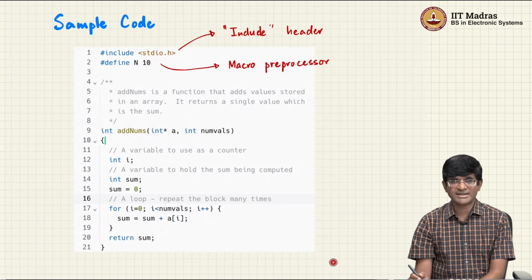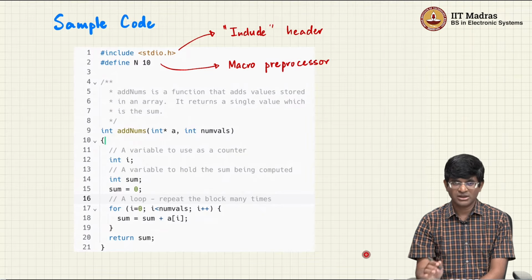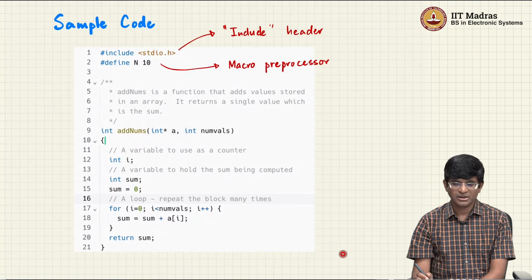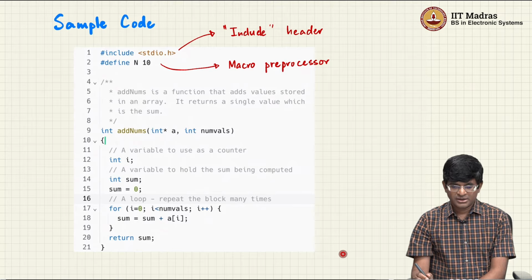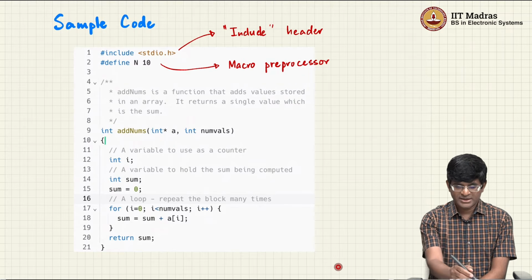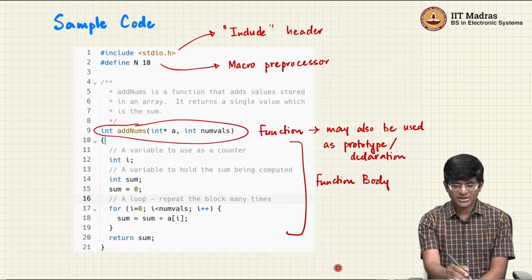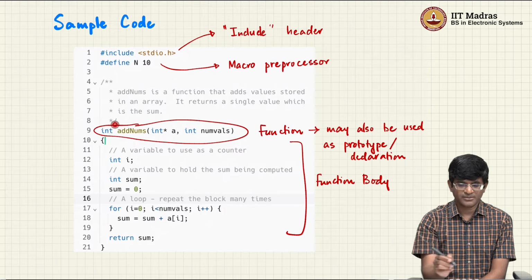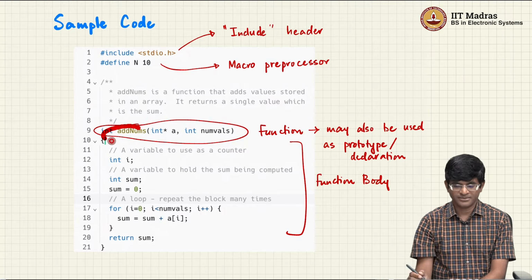What matters in this case is anytime I use the capital letter N somewhere else in my code just by itself as a standalone value, what I actually mean is that's supposed to be replaced by the number 10. Okay. The next thing that you can see out here is there is a function definition. So I have this add nums out here, which is a function.